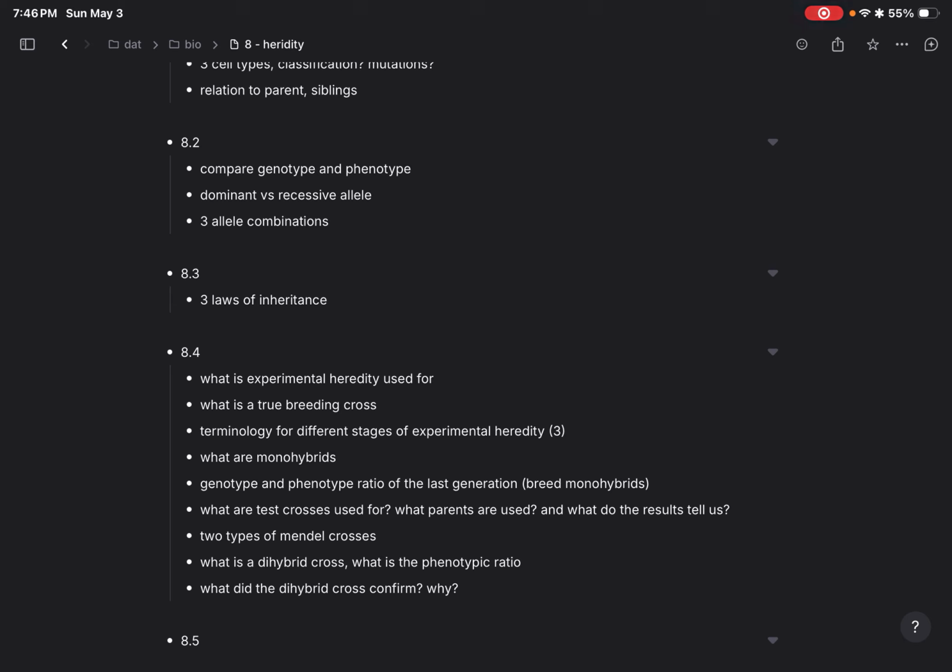So yeah. So what are the 3 laws of inheritance? First of all, there's the law of segregation, which says basically that the gametes will include only 1 set of chromosomes. So when they combine, it'll become diploid.